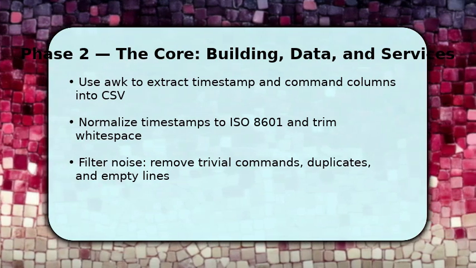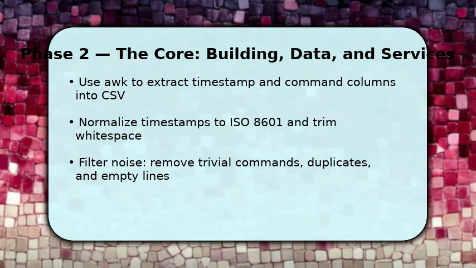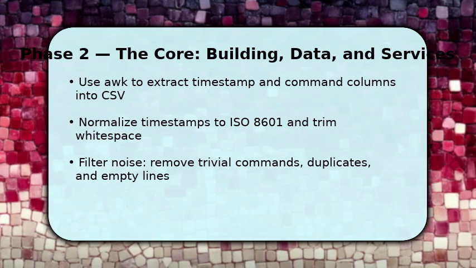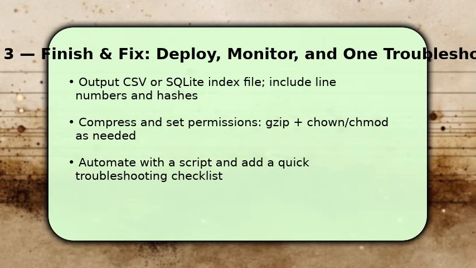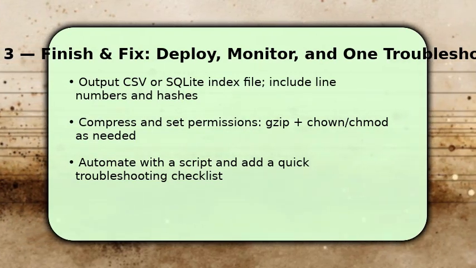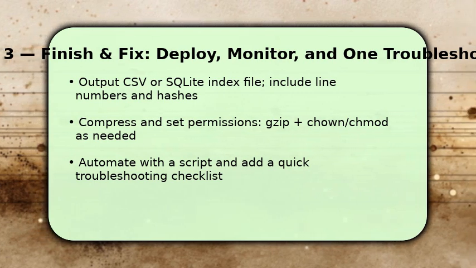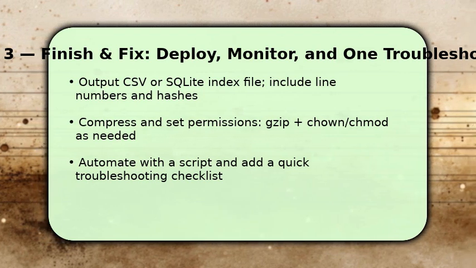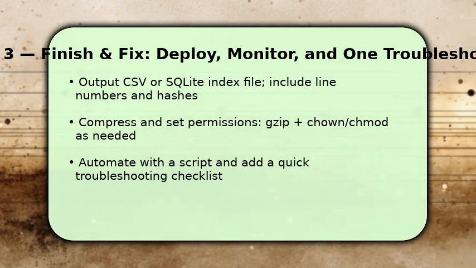Drop commands like ls, pwd, or empty entries, because a focused index improves relevance and reduces size. You produce the final index by exporting the clean stream to CSV or by importing into a small SQLite table with columns for ID, timestamp, command, file, and tags. Include line numbers or a content hash for traceability.